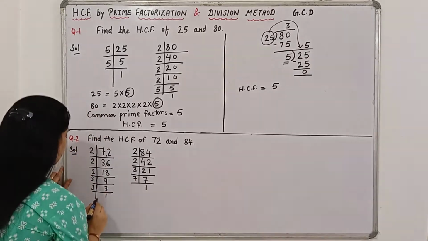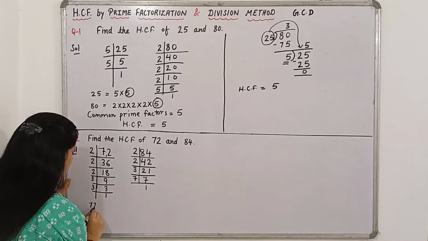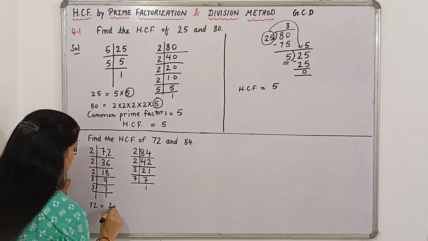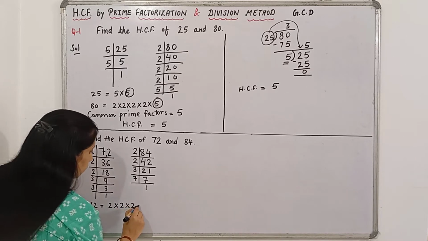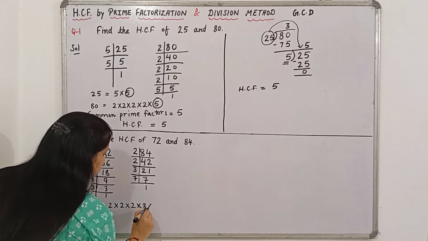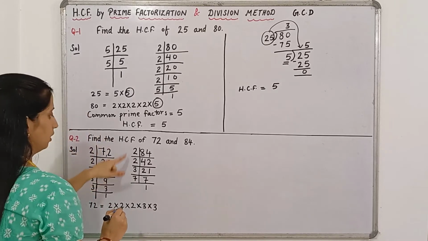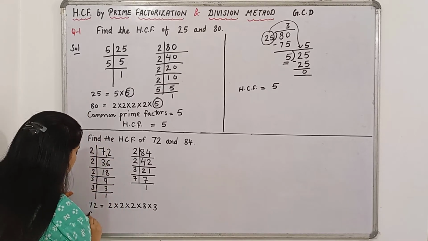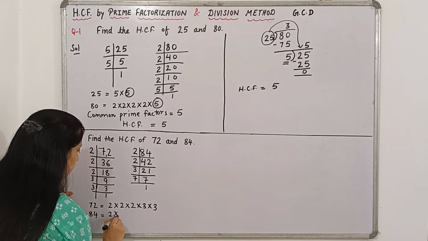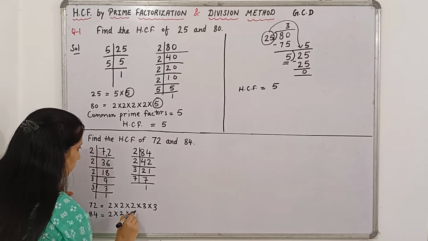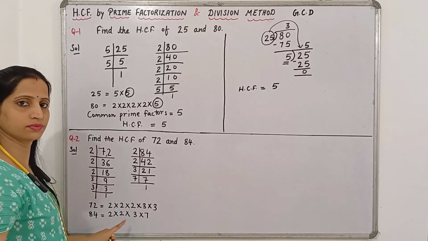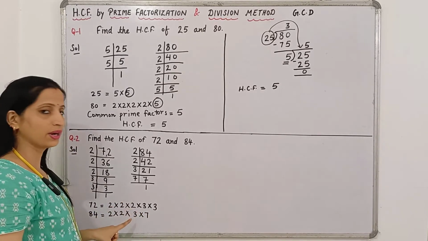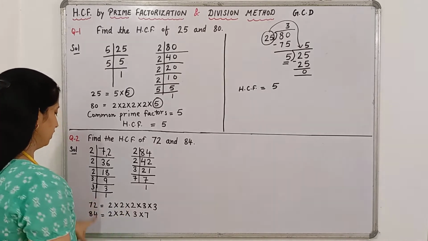So the prime factors of 72 will be 2 multiplied by 2 multiplied by 2 and 3 we will write 2 times. Now we will write down the prime factors of 84 and these are 2 multiplied by 2 multiplied by 3 multiplied by 7. Okay. Now we will find out the common factors of these two.